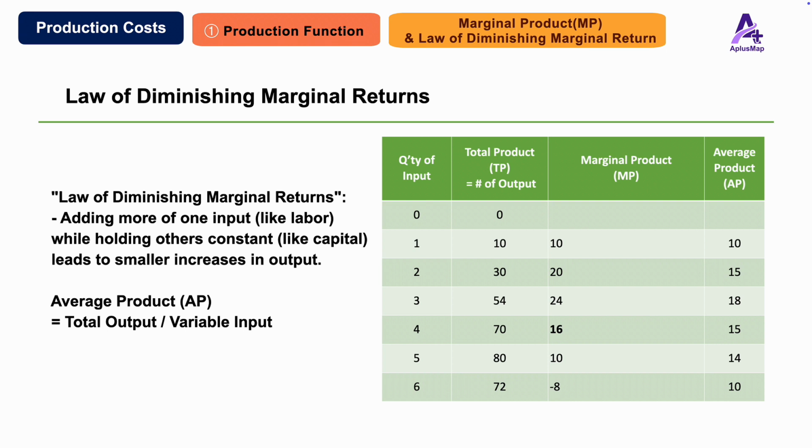Okay, let's walk through that cookie example. So 0 workers, 0 cookies. Obvious, right? Then you hire your first baker. Boom, 10 cookies. So that first worker's marginal product, their MP, is 10. Now bring in a second worker. Total output jumps to 30 cookies. So the second baker added 20 more cookies. Exactly, their MP is 20. Then add a third worker, and the total hits 54 cookies. So the third worker added 24 cookies. Wow, they're getting more productive. They are. That third worker added 24.